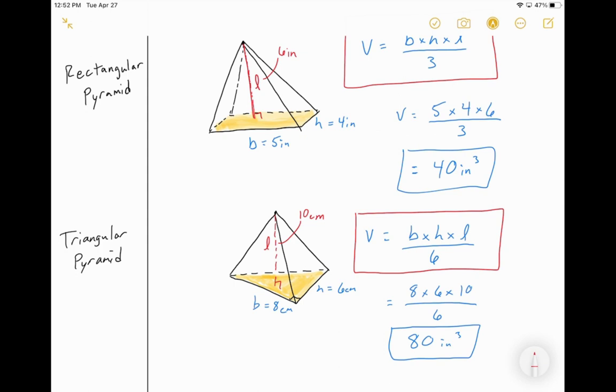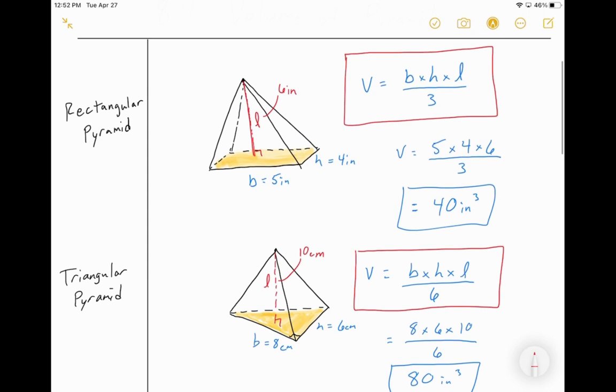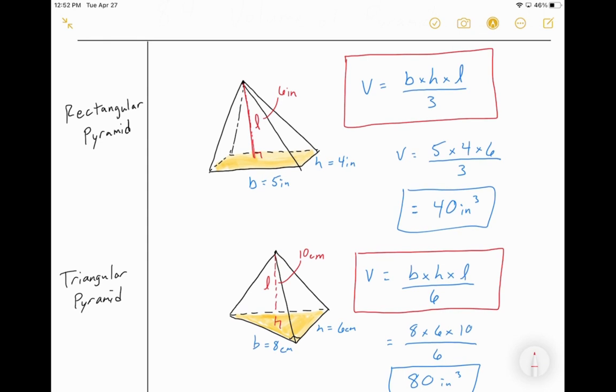Or you could go the other way. If you're dealing with a smaller shape, you have to divide by a bigger number, whether that be 3 or 6. All right. So again, these are the two formulas. Base times height times length divided by 3, and base times height times length divided by 6. That's how you find the volume of pyramids.